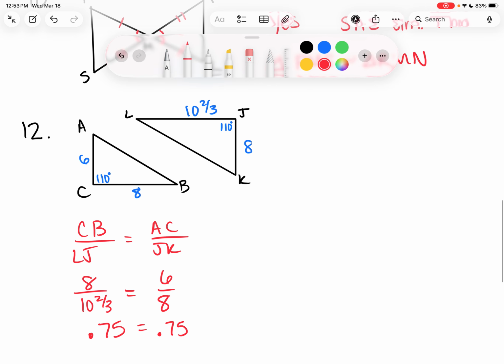So, are these similar? Yes. And then what postulate or theorem works for this one? Side angle side. I only have 3 options, so this one has a side, an angle, and a side. All right, so then somebody tell me the triangle similarity statement.